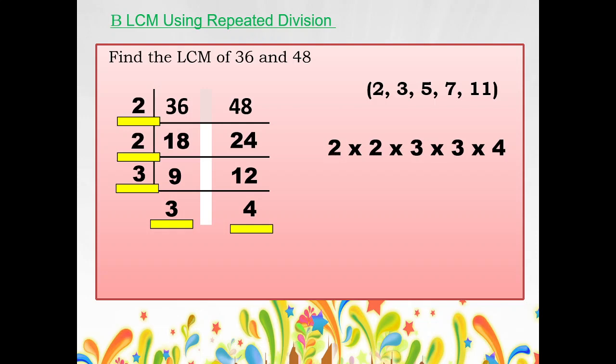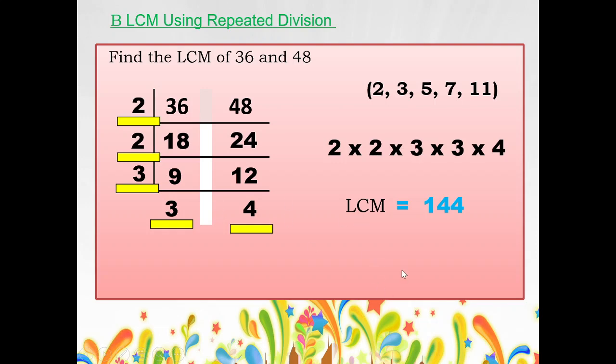36 times 4. Ayan. So, after natin ma-underline yung divisor at yung remainders, isusulat natin siya ng ganito. Then, let us multiply. So, 2 times 2 is 4. 4 times 3 is 12. 12 times 3 is 36. And 36 times 4 is 144. So, the LCM is 144. The same lang sa ginamit natin kanina sa prime factorization. Ang LCM din natin doon ng 36 and 48 is 144.